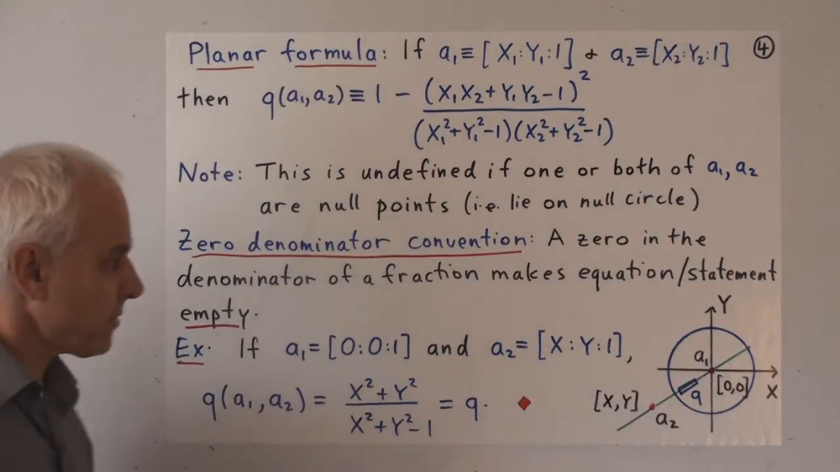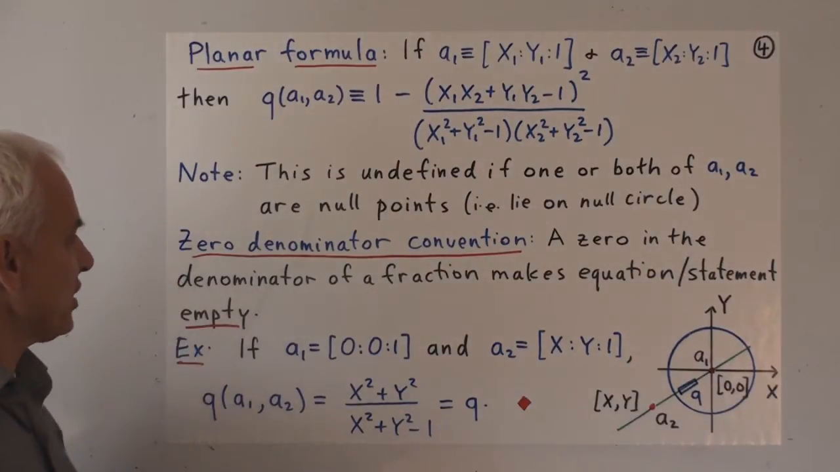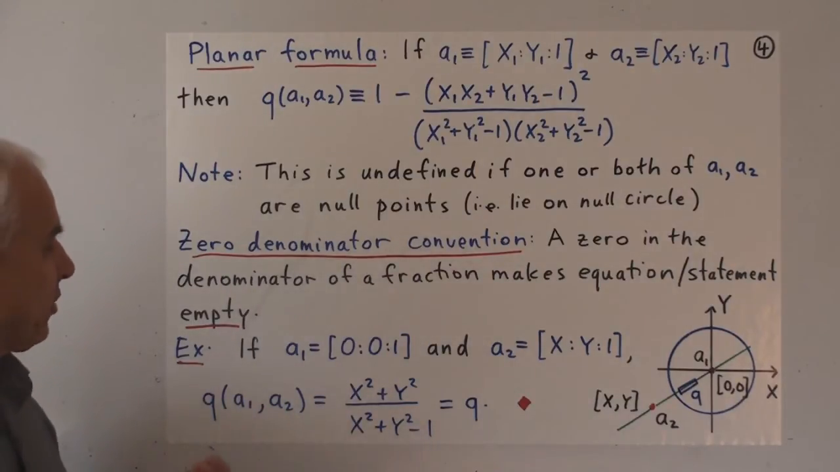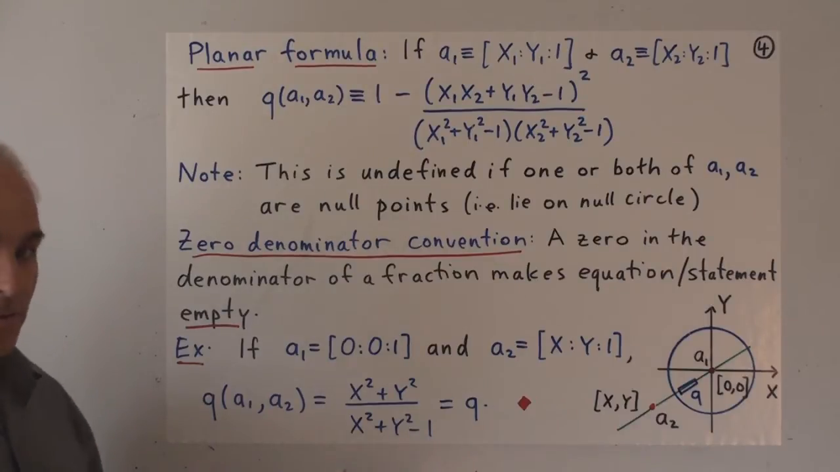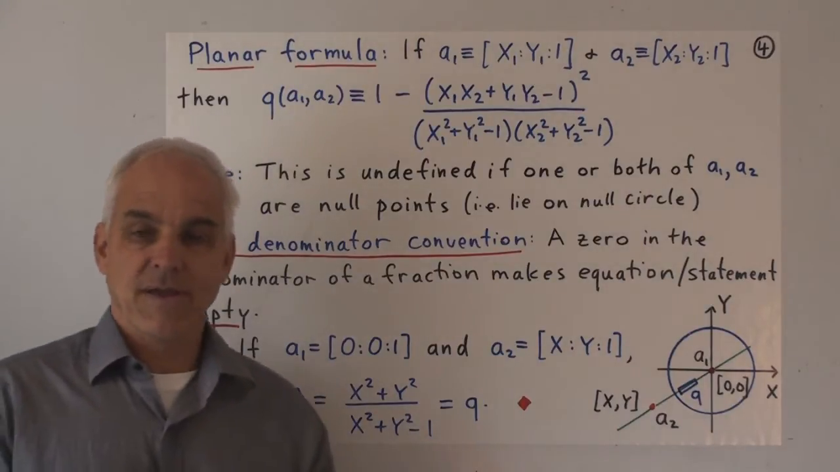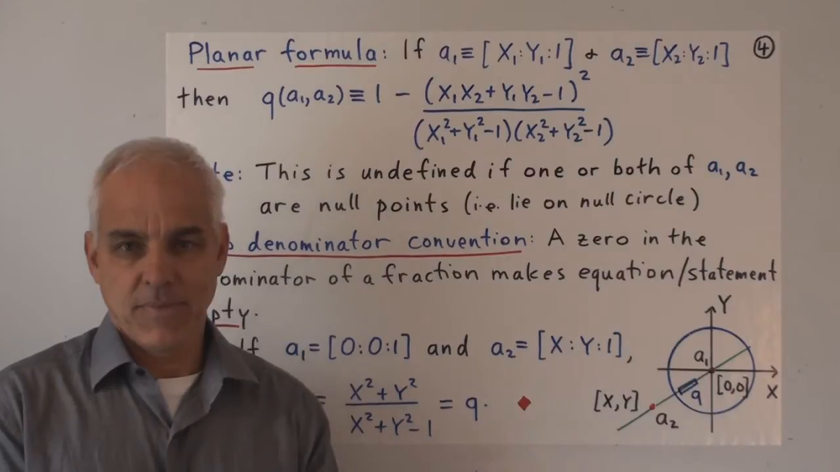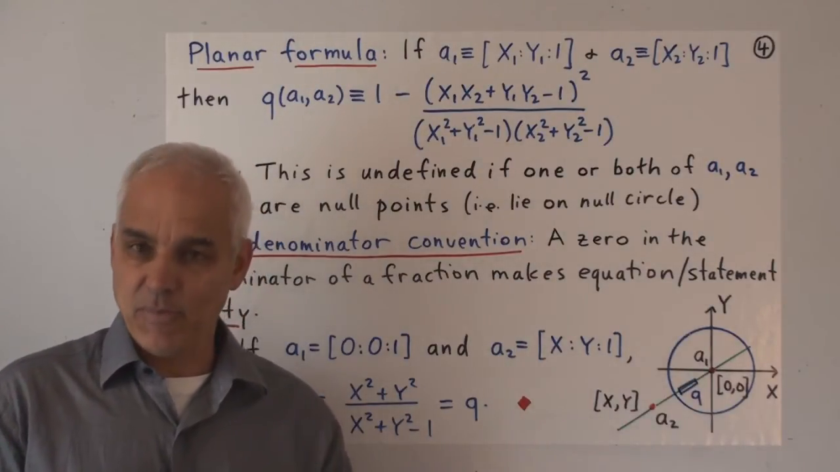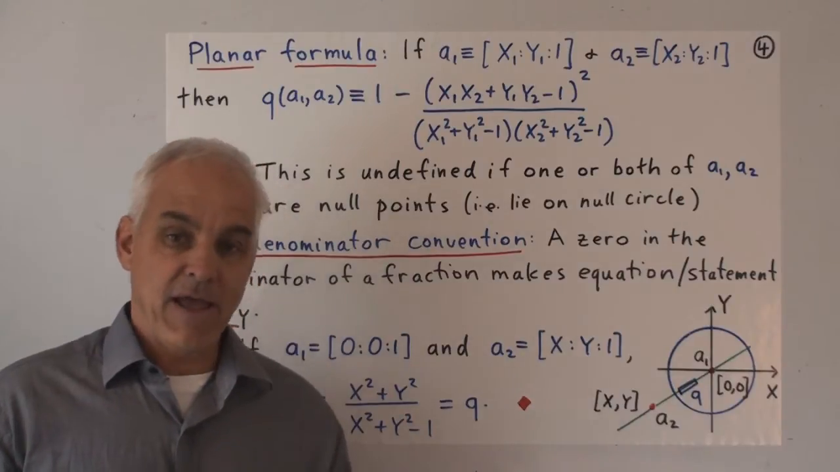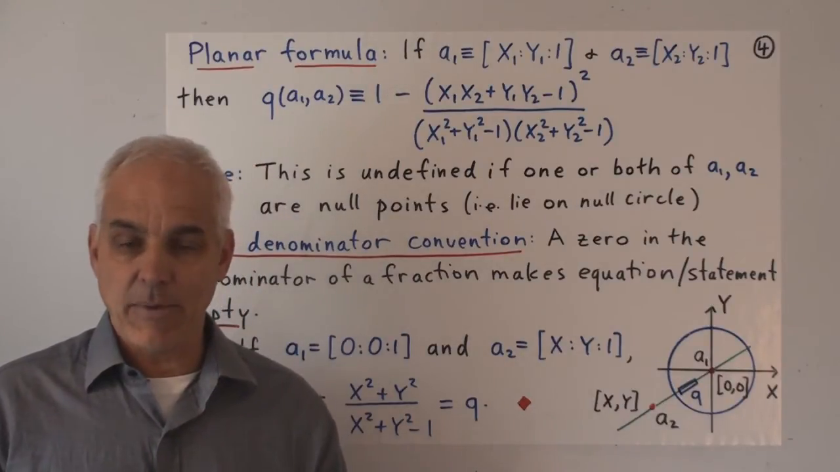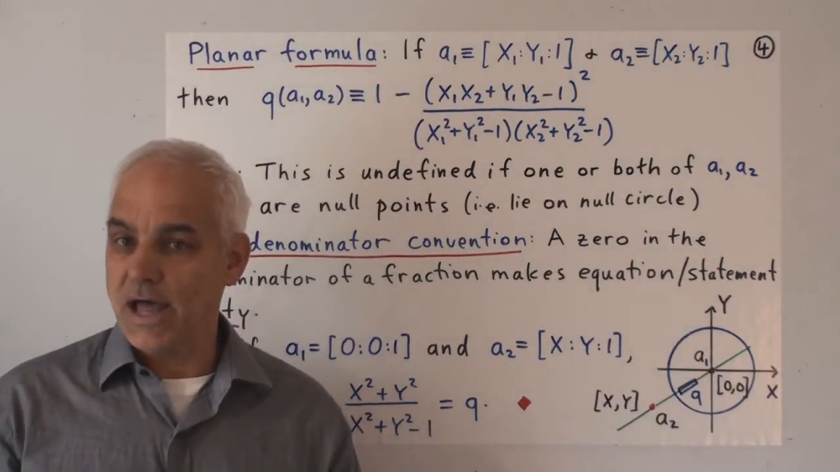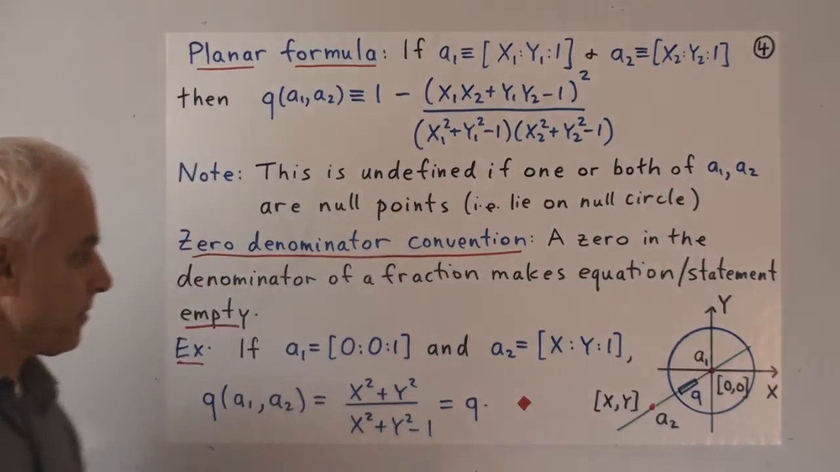necessarily undefined. So our convention is this zero denominator convention, which is that a zero in the denominator of a fraction makes the equation, or the statement in which that fraction is involved, an empty statement. It means we don't have to purposefully exclude that possibility. We can allow it, and if a zero appears in the denominator, it just means that all bets are off and the statement is no longer allowed to have any value or any meaning.